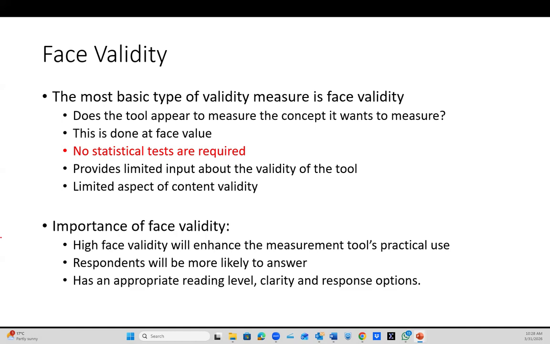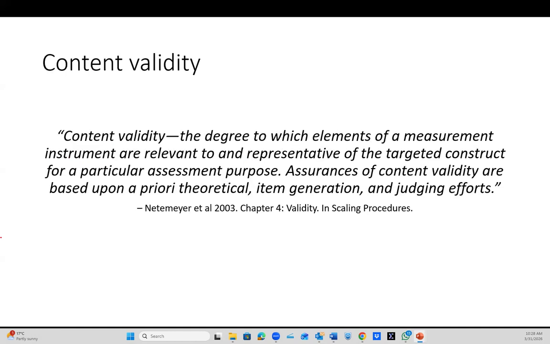Appropriate reading level. We think about clarity, response options. That's why I'm saying it's the respondent that checks this out, and the best way is to do cognitive interviewing. Content validity: most scales capture dimensions of a concept.